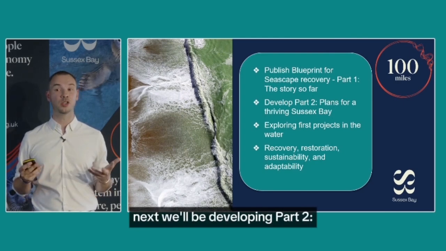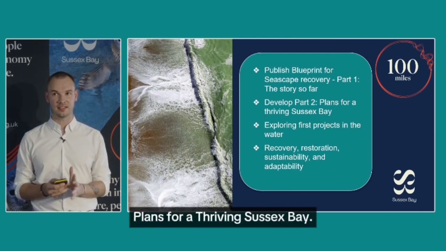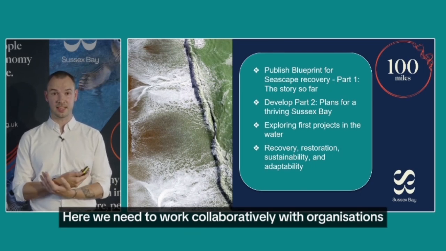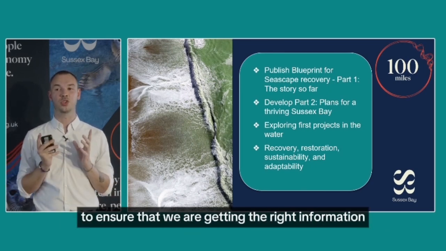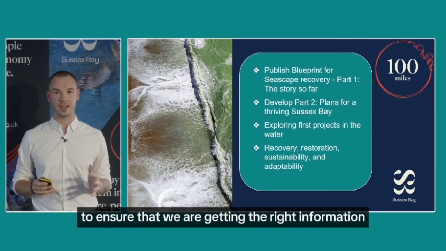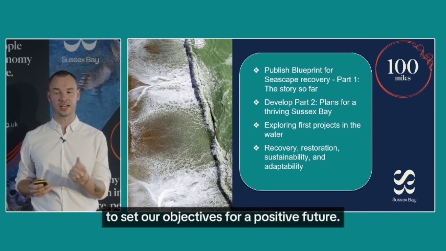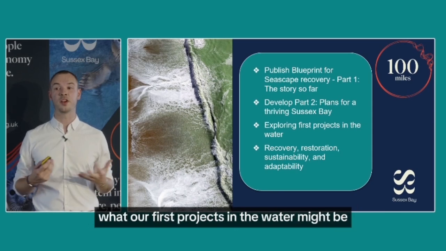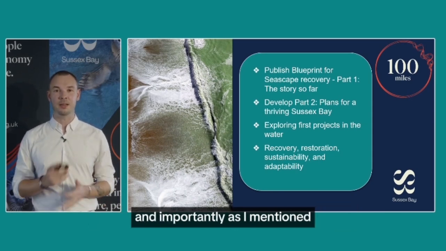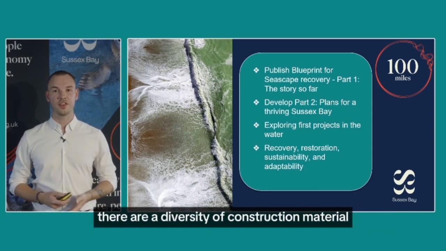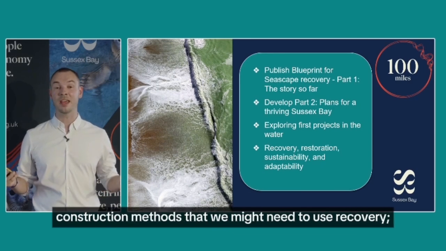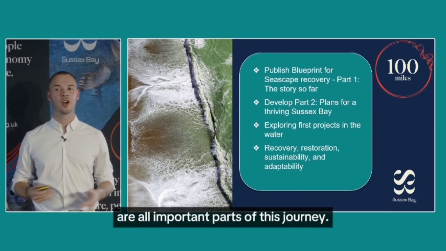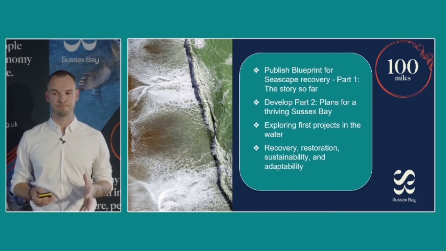Next, we'll be developing part 2, plans for a thriving Sussex Bay. Here, we need to work collaboratively with organisations and communities across the Bay to ensure that we are getting the right information and the right people in the room to set our objectives for a positive future. We're beginning to look at, from this evidence, what our first projects in the water might be, and importantly, as I mentioned, there are a diversity of construction methods that we might need to use. Recovery, restoration, sustainability and adaptability are all important parts of this journey.